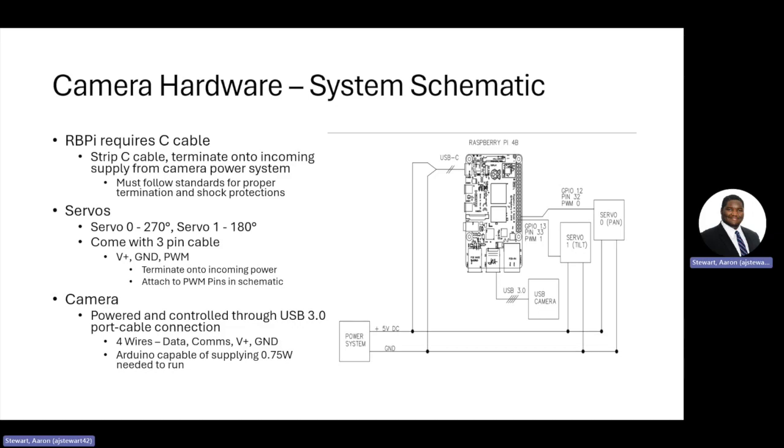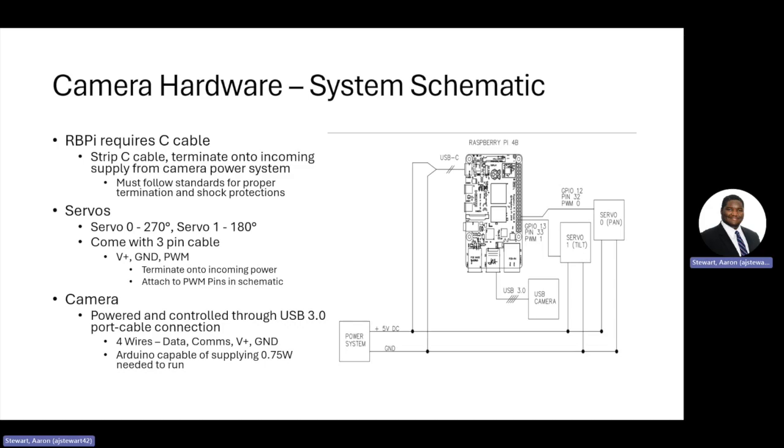And for servo 1, which is the tilting servo at 180 degrees, that input is also going to be on PWM 1, or pin 33, or GPIO pin 13. And so these servos come with a 3-input cable. It has a positive voltage, a ground, and a pulse width modulation signal cable.